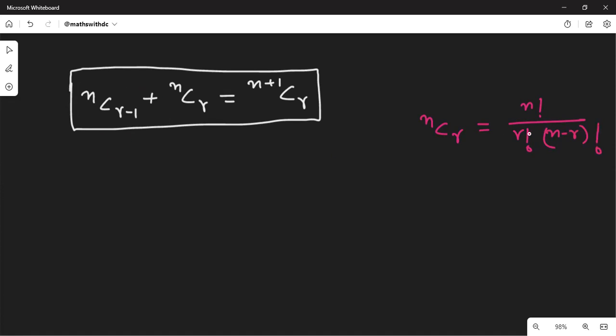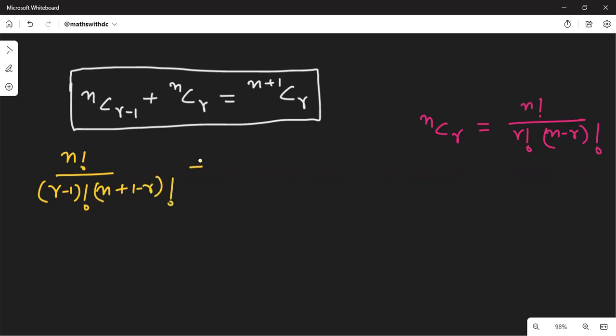Now, if you apply this formula here, you will get nC(r-1). You will replace r by r minus 1. So it's n factorial divided by (r minus 1) factorial and (n minus (r minus 1)) factorial. You see this? n minus (r minus 1), when you open the bracket, can be written as n plus 1 minus r. So we write it as (n plus 1 minus r) factorial.